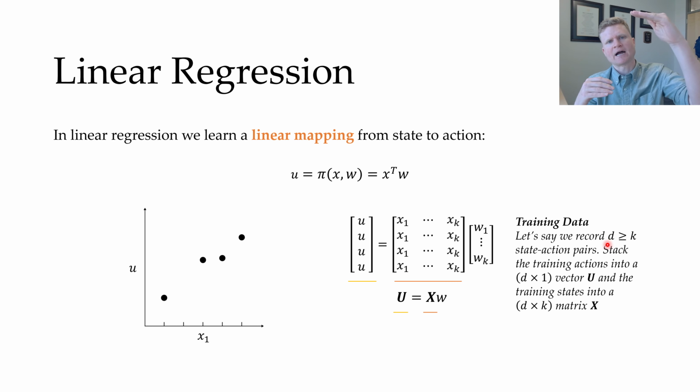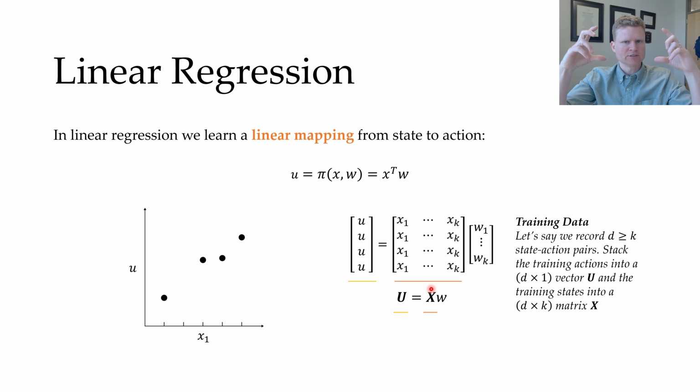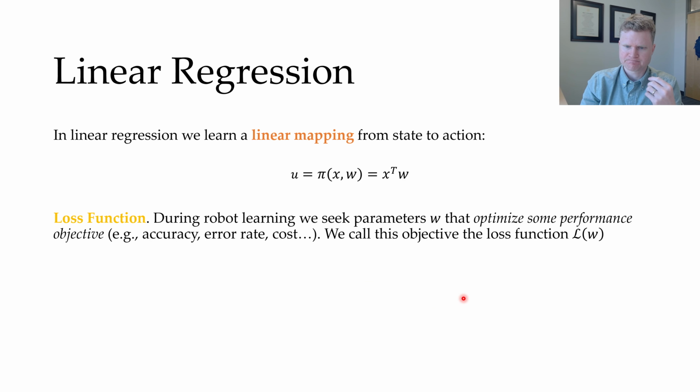What I'm going to do is stack all D of those state action pairs. All the actions are going to form a D by 1 vector U, and all the states, when they're combined together, are going to form a D by K matrix. I'm going to call that capital X. So here, U and X, that's just my data set of all my state and action pairs, aggregated together. And W is the same as before. That's my weight vector that I don't know and I want to learn through this process. Okay, so how do I learn this W?